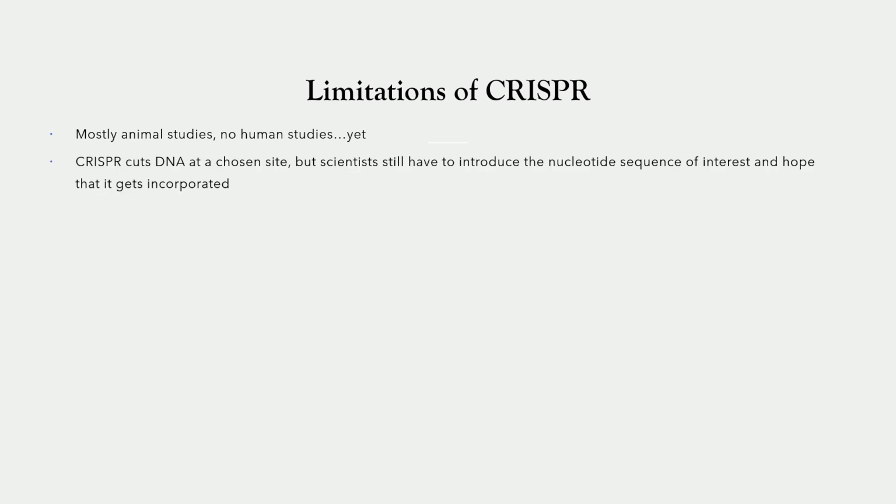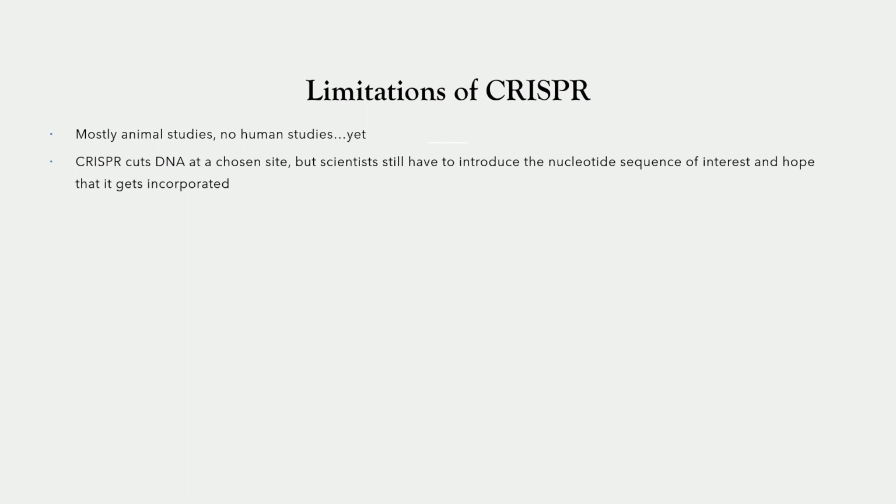There are some limitations of CRISPR. So we've talked a lot about how it can be used, and it can be used in a multitude of different ways that are super beneficial to us and to research and to agriculture. So what are the limitations? We've mostly only had animal studies, so no human studies yet. Human studies are very complex. Editing genes in humans, there's a lot of controversy surrounding it, so we haven't had human studies yet.